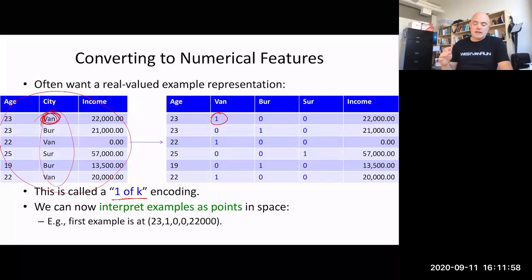What's nice, and one of the things that we're going to do is again convert everything to numerical features when we can, is we can interpret each of these examples or samples as a point in a high dimensional vector space.